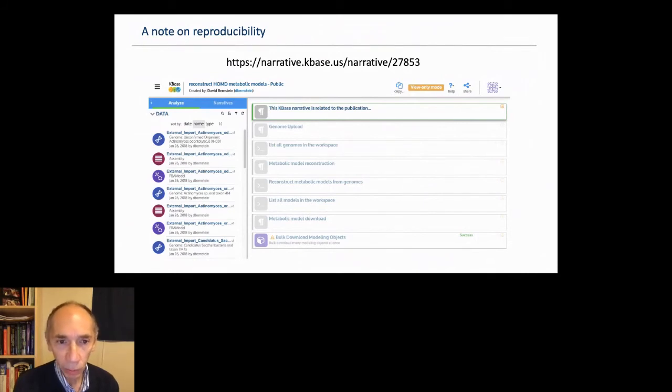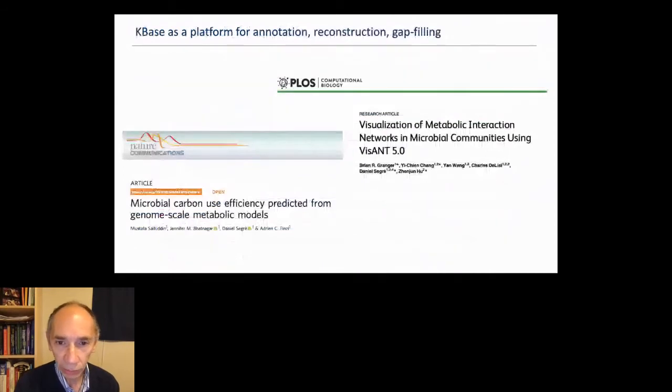We have other examples where we actually did use gap filling, and I'm not going to delve into the detail of this, but this is an application, something we did in collaboration with Adrien Finzi and Jennifer Bhatnagar, work by Mustafa Saifuddin, on predicting carbon use efficiency from genome-scale metabolic models. We can use the fluxes from flux balance models to predict the carbon use efficiency of different organisms as a function of phylogeny and so on.